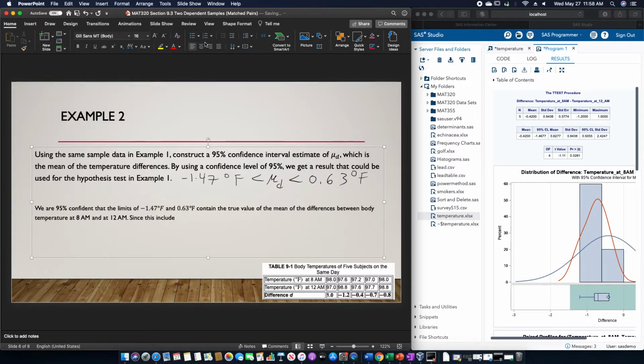Since this includes 0, right, since between negative 1.47 and 0.63 we do have the value of 0, it is possible that the mean of the differences is equal to 0, where there is no significant difference between the 8 a.m. body temperatures and the 12 a.m. body temperatures. But again, this does have a sample size of 5, so bear that in mind when looking at that conclusion.